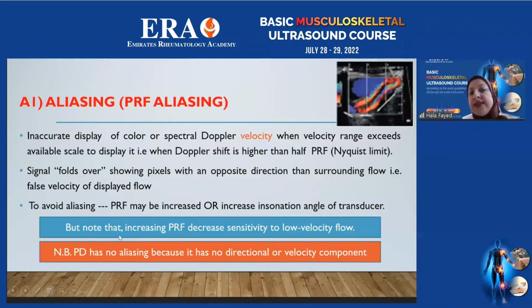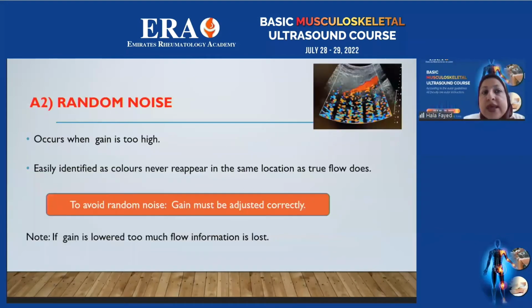But note that increasing the PRF will decrease the sensitivity to low velocity flow, as we mentioned earlier. Also note that power Doppler has no aliasing, again as we mentioned in the previous slides, because it has no directional or velocity component.